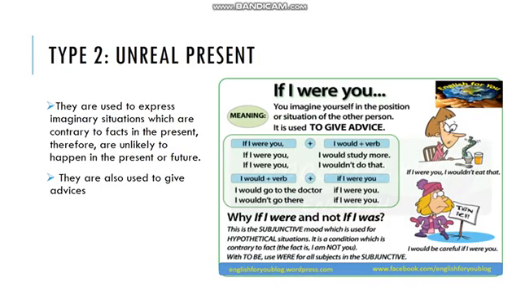The next one is type 2, unreal present. They are used to express imaginary situations which are contrary to facts in the present, and therefore are unlikely to happen in the present or future. They are also used to give some advice.